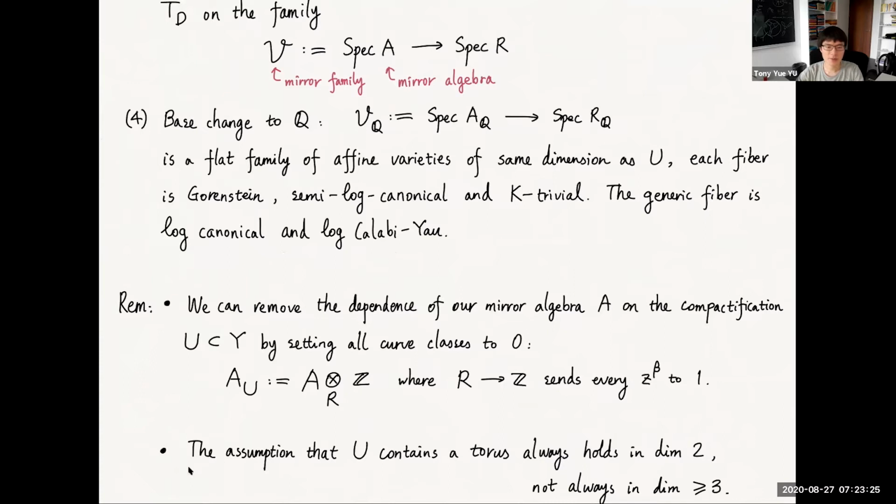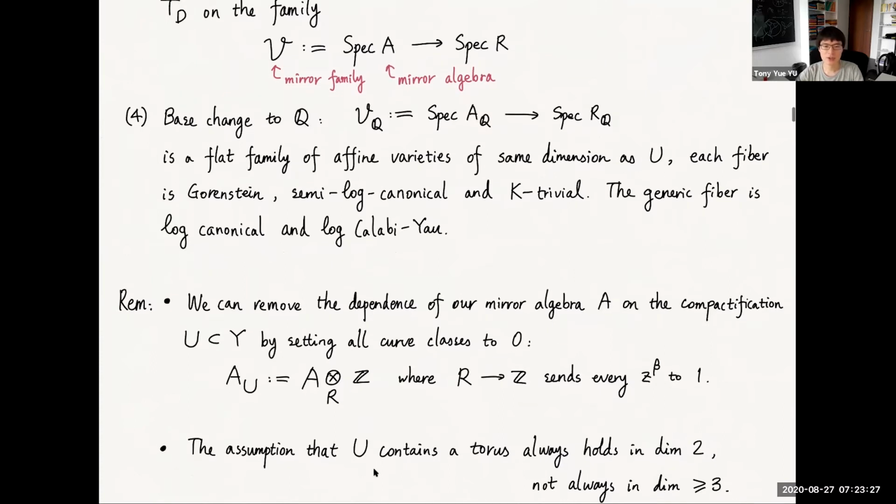And another remark: we assumed that U contains a torus, and this assumption always holds in dimension 2, but not always in dimension 3.